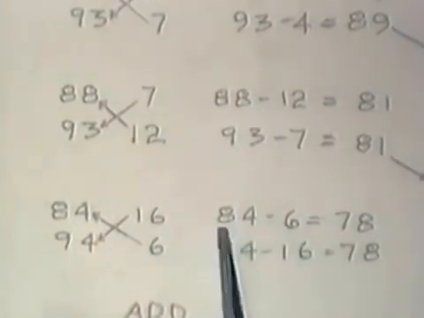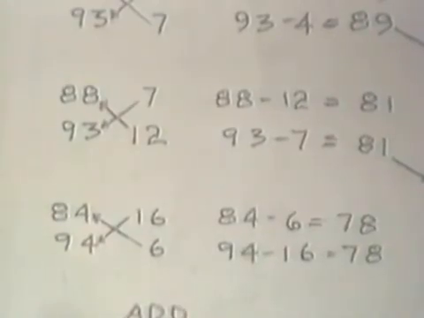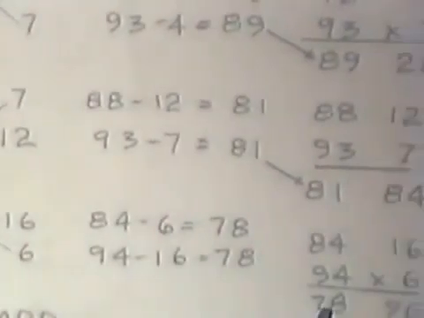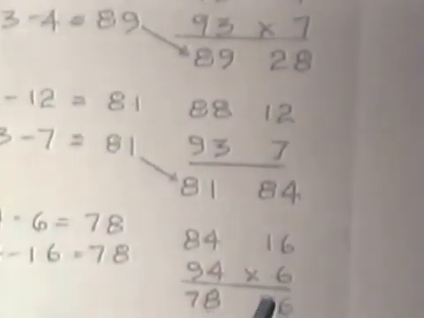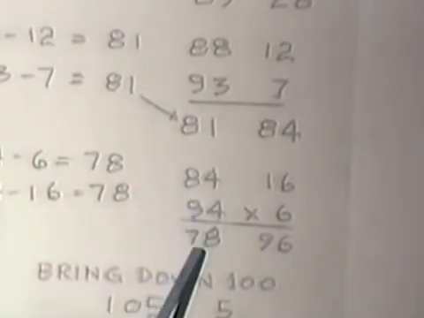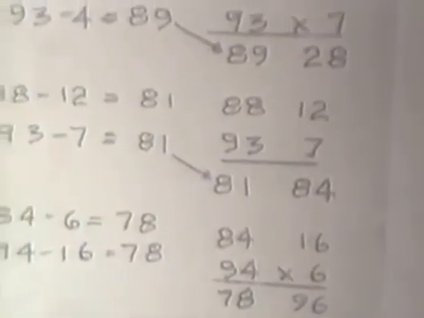6 from 84 is 78. 16 from 94 is 78. 78. And remember we had 6 times 16 is 96. 78, 16. The answer to 94 times 12 is 7,896. I asked you to follow me. That's why you weren't getting this one correct, because you weren't following me.